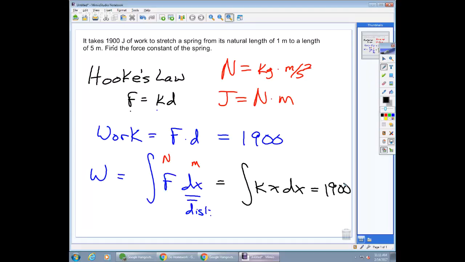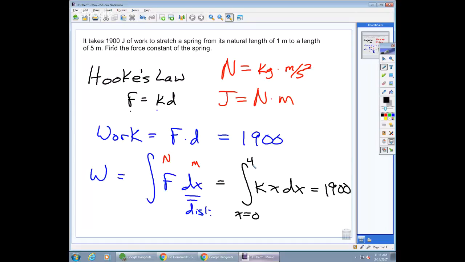Okay, 1 to 5 was my first guess too, but that is incorrect. It's 0 to 4. Yeah, it's the displacement that's important. What changed? It's naturally at 1. That's its normal base state. We stretched it to 5, so it actually moved from 0 to 4. And that's the other trick here. So x is going from 0 to 4.